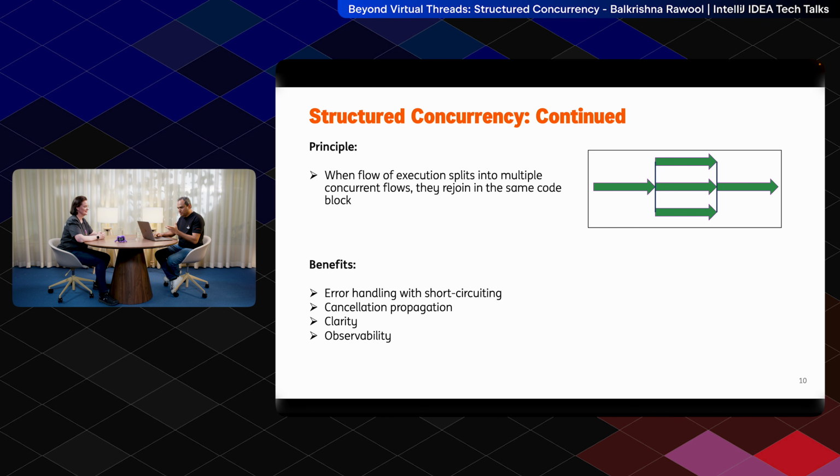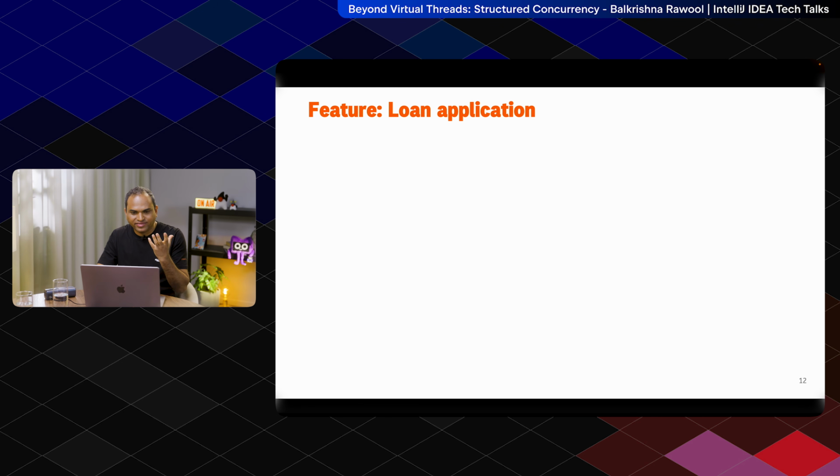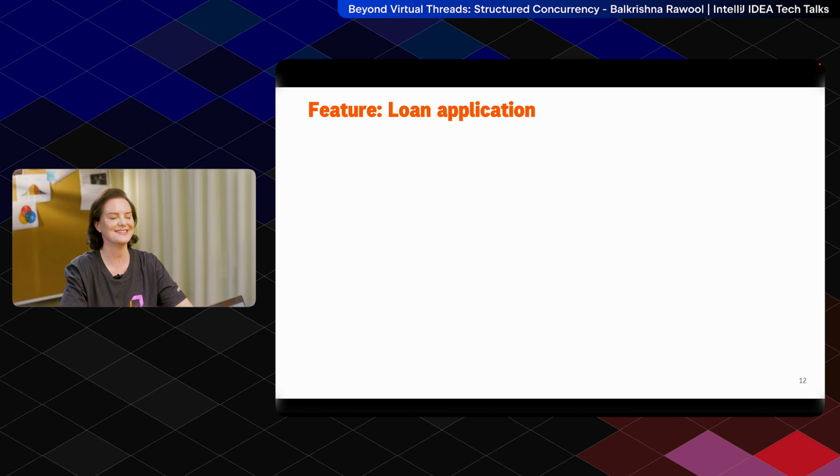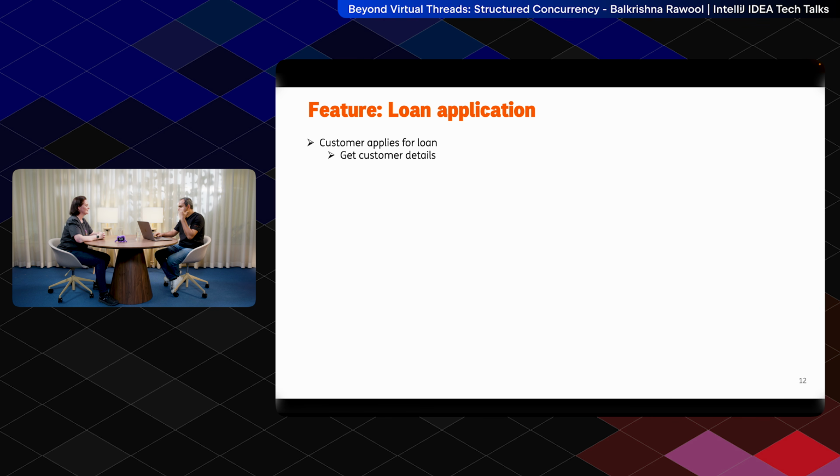Now that you have discussed so much about it, let's see how that works in action. So I'm going to implement something by using the structured concurrency API. It's a loan application, because we're talking about a bank. So what happens here is the customer applies for a loan, and the first thing that we do is we get the customer details. And using those customer details, we then get their accounts, their loans, and their credit score.